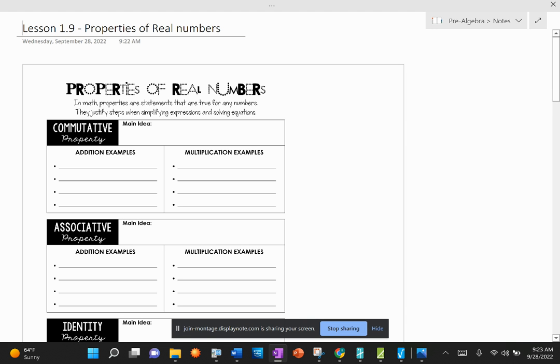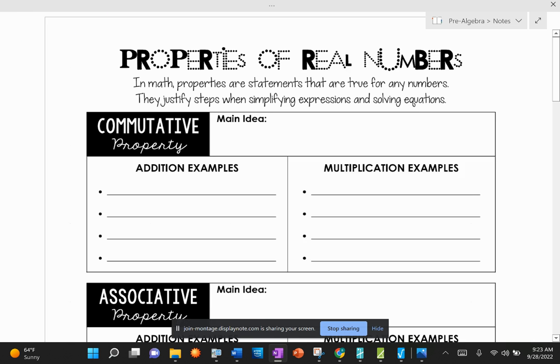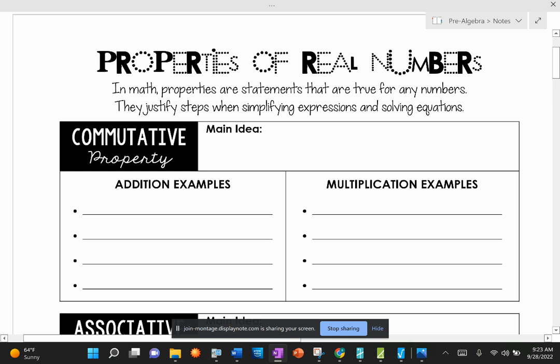Today we are talking about properties of real numbers. This is lesson 1.9 for those of you that are doing a good job of keeping up with your agenda. Okay, for those of you that aren't, my suggestion is to get that way. So, properties of real numbers.